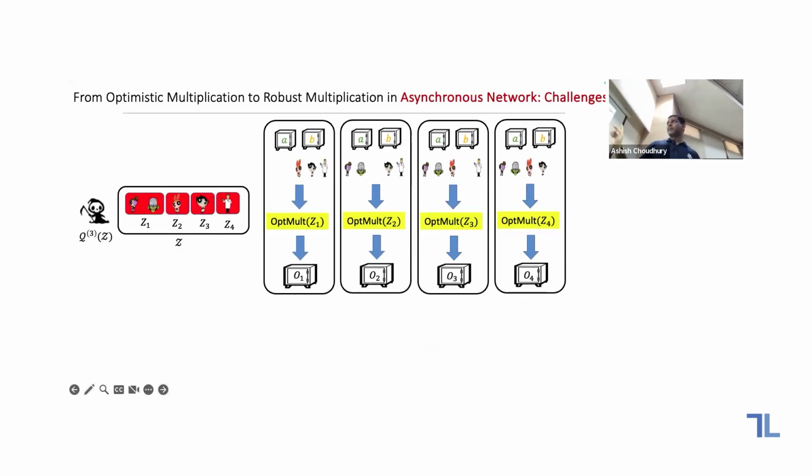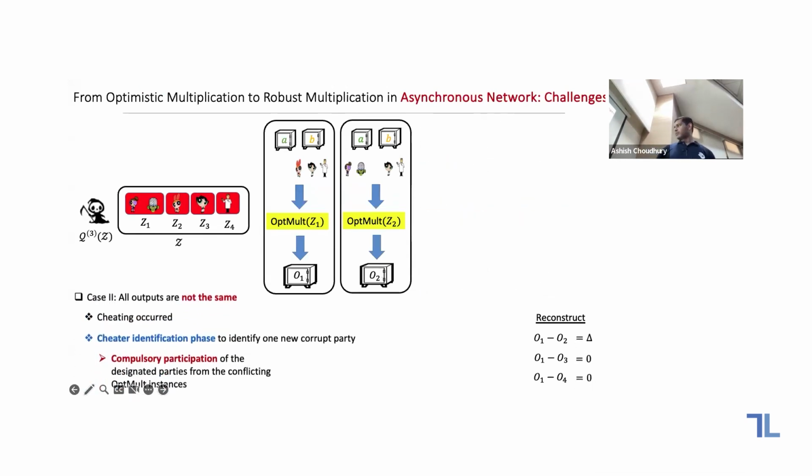Now let's take the second challenge. If you remember the synchronous multiplication, we ran multiple instances of optimistic multiplication and then compared all the results by reconstructing the differences. The bad case was when one of the differences was not zero, then we ran a cheater identification phase to identify at least one corrupt party. And the important thing there was that in the cheater identification phase, we need the participation of all the parties who participated in those optimistic multiplication instances.